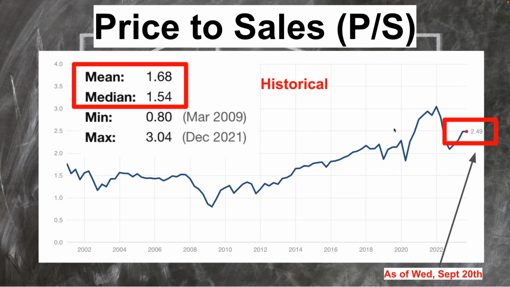So currently, the average business in the S&P 500 is trading at about 2.5 times its sales multiple. And if you look back historically, this number has averaged about 1.7 times sales or so. So when looking at a company's price to sales ratio, if this number is above 2.5, that means that it's more expensive than the average business in the S&P 500. And if it's below this number, it's less expensive than the average business in the S&P 500.